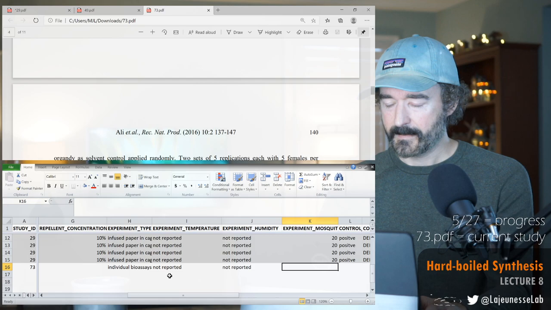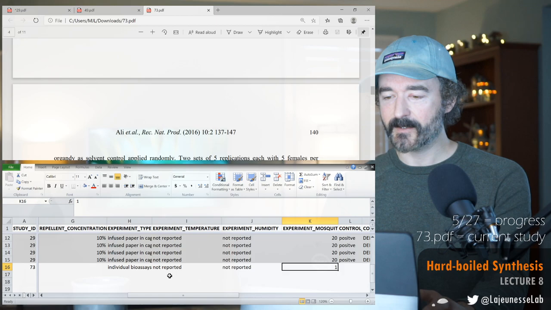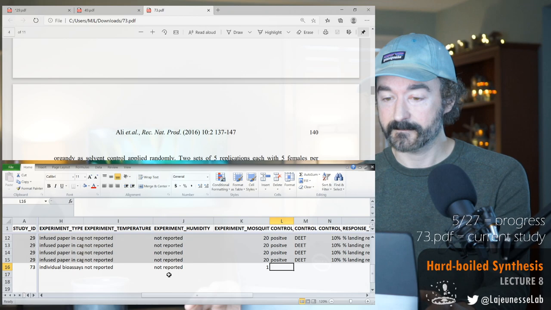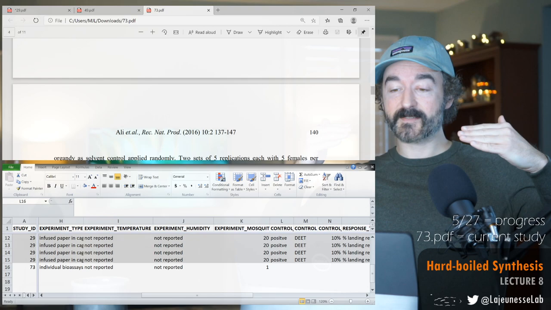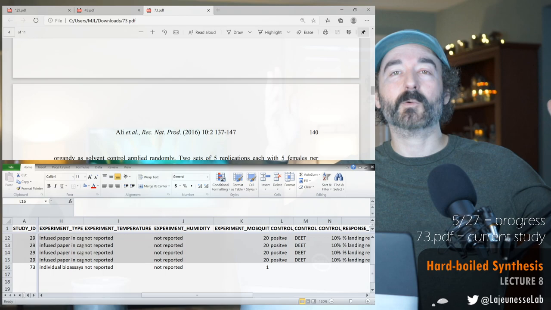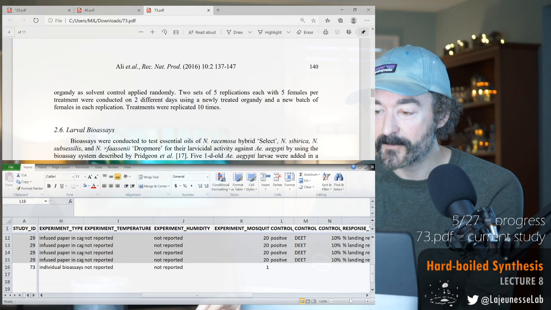One individual, okay, so number of mosquitoes in the experiment, 1. But that doesn't mean that's a bad thing. It's just a type of experimental design. So again, this is the 5th study, a totally different experimental design for each one of those 5 studies. So much for EPA and World Health consistency in testing repellency responses.